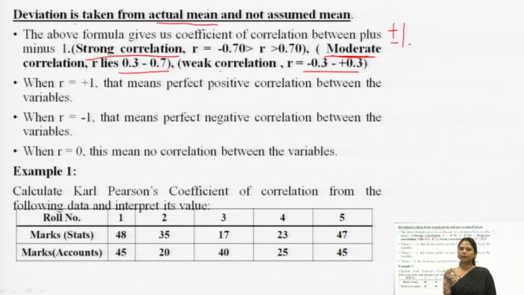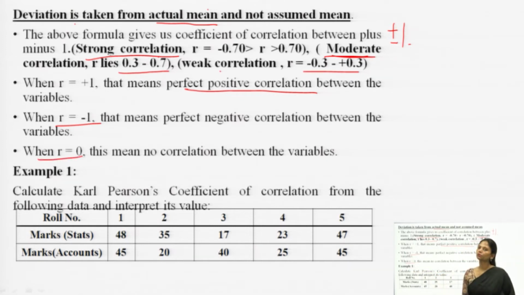When r is plus 1, it means we have a perfect positive correlation between the two variables. If r is minus 1, then we have a perfect negative correlation between the two variables, whereas if r is 0, this means there is no correlation between the two variables. The two variables are not related to one another.